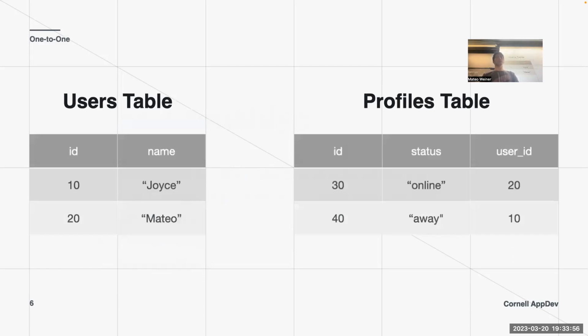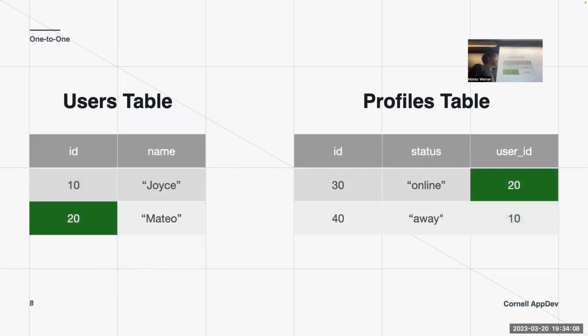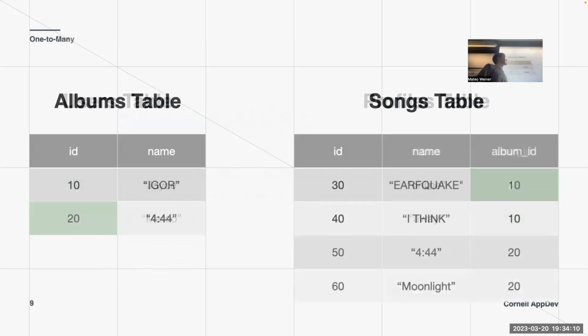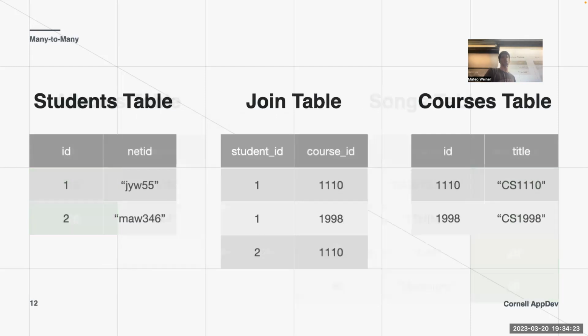If you remember, this is what the tables might look like. Each table has its own ID field. And in this case, this is a one-to-one. So here, the user ID field in profiles references a specific user from the users table. So you can see the 10 is for Joyce, the 20 is for Mateo. In this case, we have a one-to-many. This is like what I was saying with albums and songs. So the album ID in this case is the foreign key, and that will reference exactly the album that the song belongs to. And then lastly, the many-to-many.